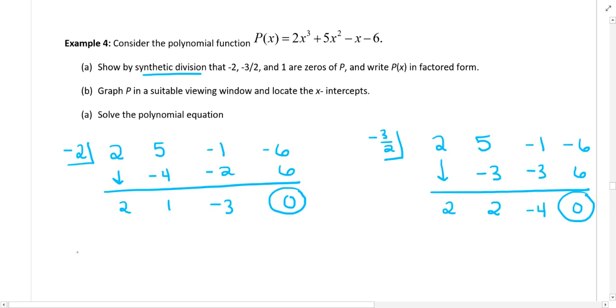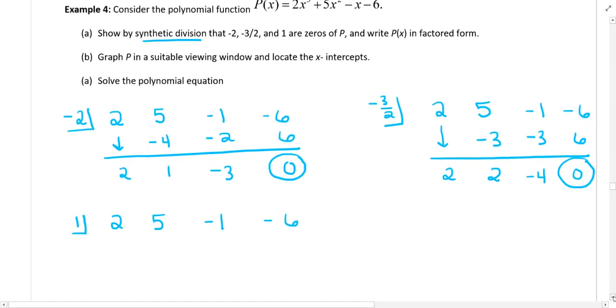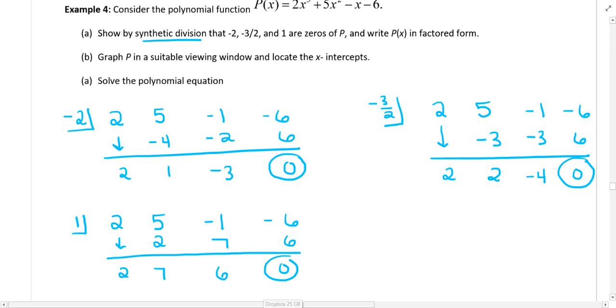And then we'll do this again with 1. So we have 2, 5, -1, -6. All right, we will bring down the 2. 2 times 1 is 2. 5 plus 2 is 7. 7 times 1 is 7. So that gives us positive 6, and 0. Okay, so part A is done. We showed by synthetic division that these are zeros. Now we want to look at this in our graphing calculator.